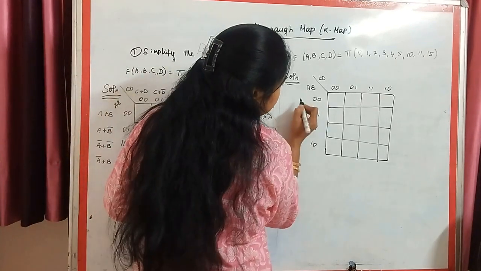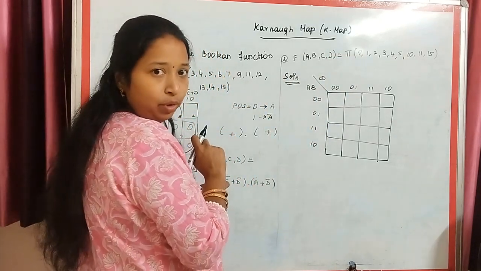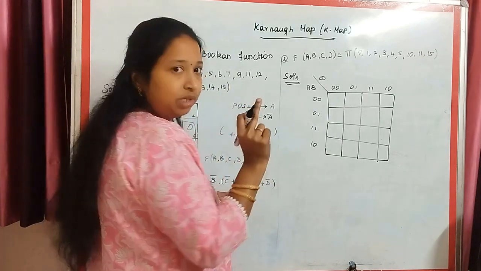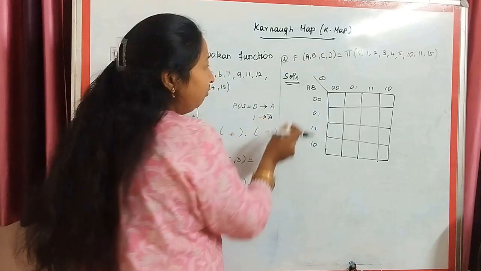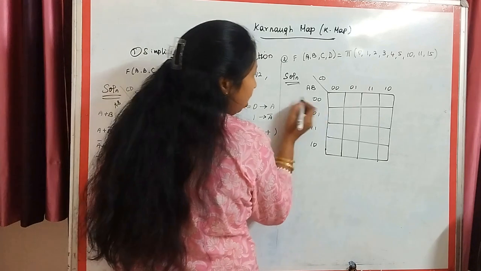Now, give me the expressions again. Is this a POS or SOP? It is POS. Since pi is given, pi meaning it is POS. So POS means product of the sum terms. So every single term here is a max term. Max term meaning sum terms. So how do you write that?